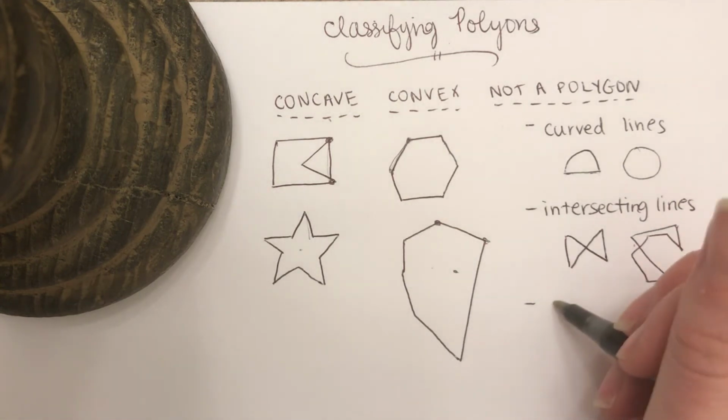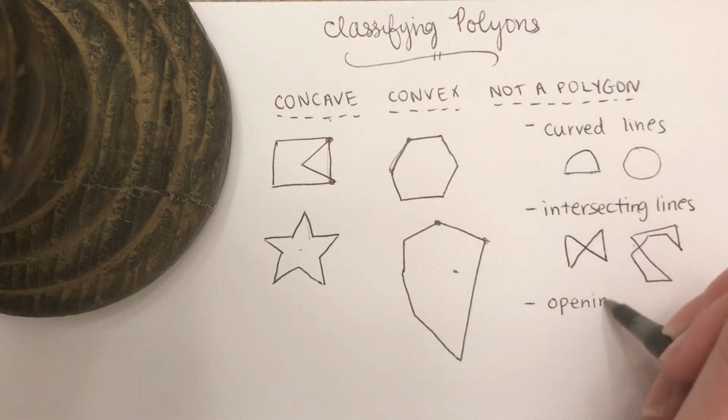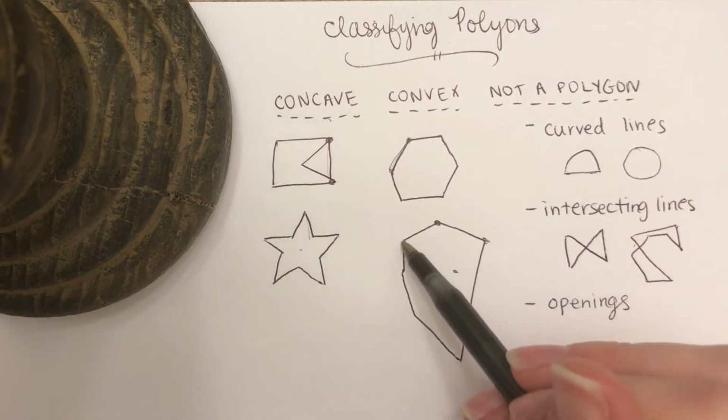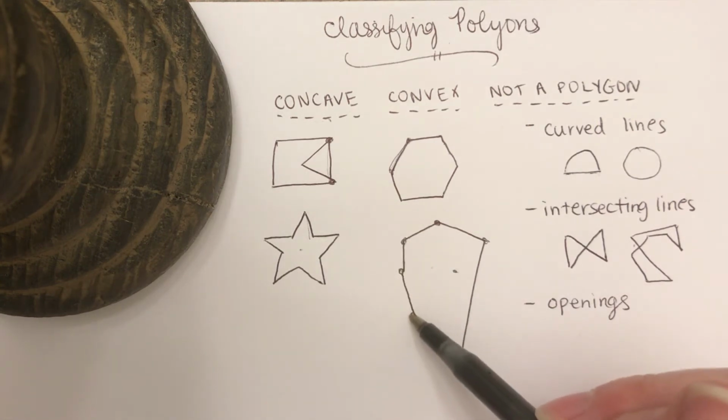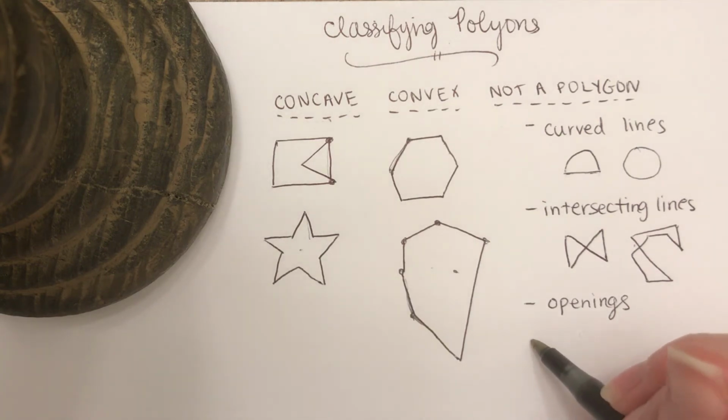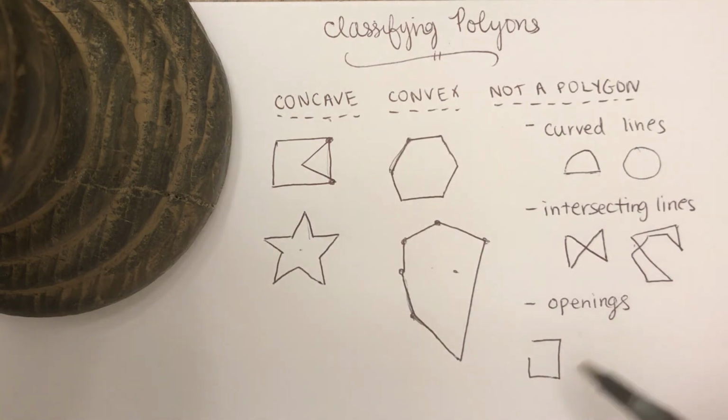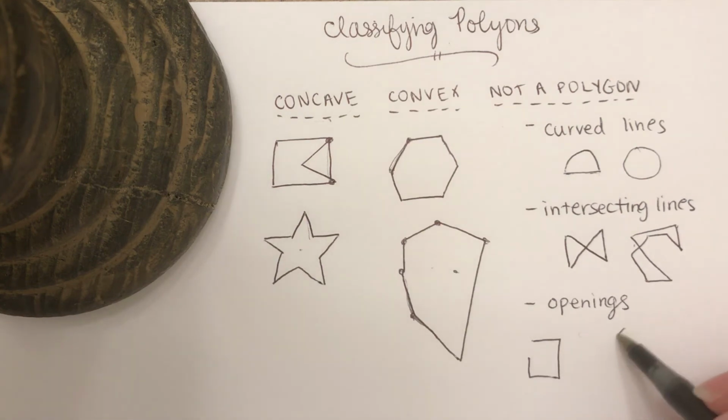And then the other thing you cannot have is openings. So your shape has to be closed. Each vertex has to have two segments coming together to meet it. So for example, this shape here would not be a polygon because there's a gap in it. And same with this one here. There's a gap, so it's not a polygon.